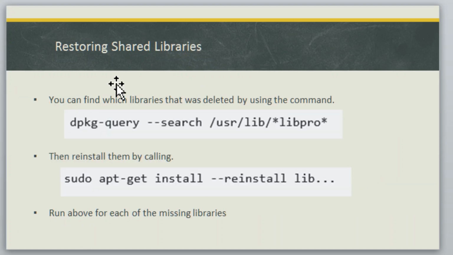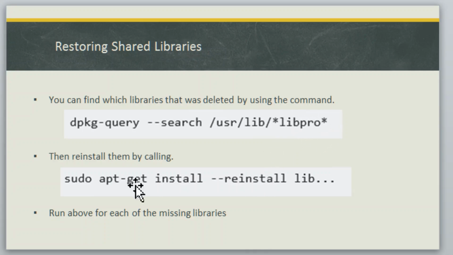Let's also talk about restoring shared libraries. You can find which libraries were deleted by using the command dpkg-query --search /usr/lib/lib*pro*. By using the stars like this, guys, this means search for everything that begins and ends with this word.